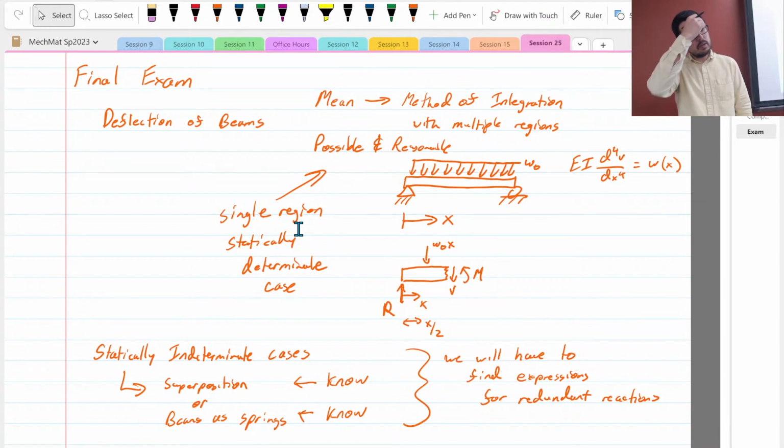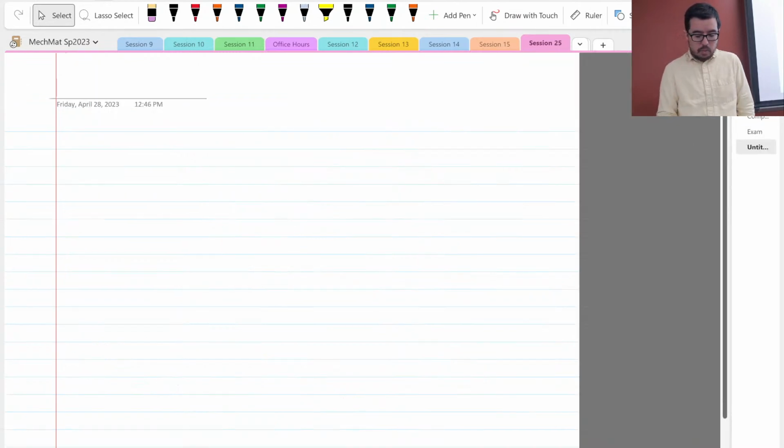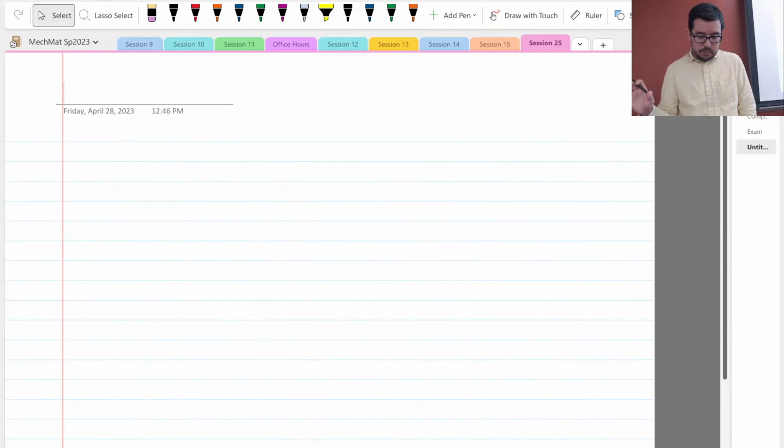But in the statically indeterminate case, we can use superposition, or we can use beams as springs to be able to figure out what redundant reactions are. And once we know what redundant reactions are, then we could go back and say, what's the displacement? Actually, with beams as springs, you can get away without having to figure out those redundant reactions. You can just go right to displacements. So that's deflection.